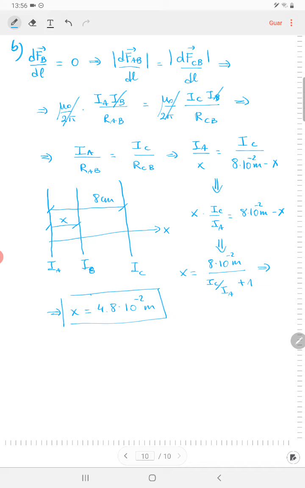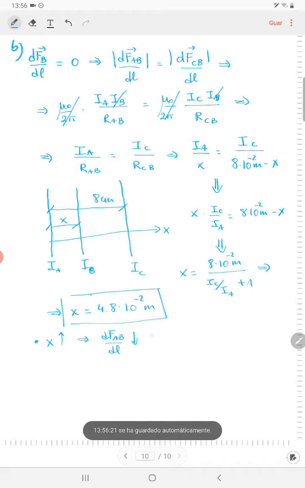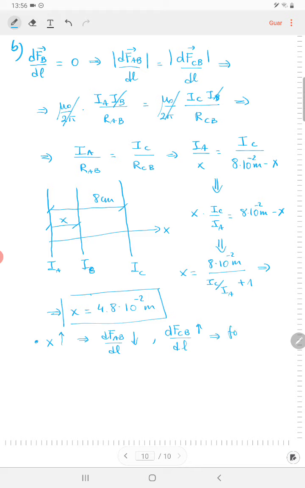Okay, so now we have to discuss if the equilibrium is stable or unstable. So to discuss this, imagine that x grows a bit, okay? If x grows a bit, this would mean that the force of A on B is going to decrease, while the force of C on B will increase because we get closer to C. And this would provide you a force that will go towards the left.